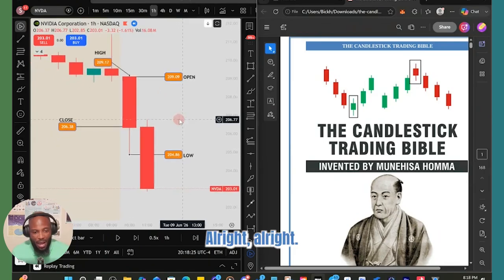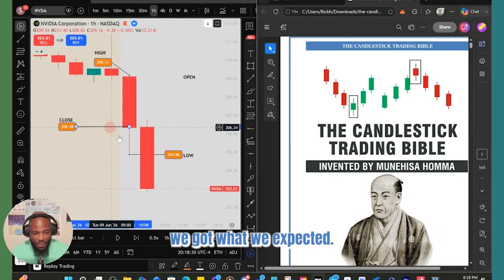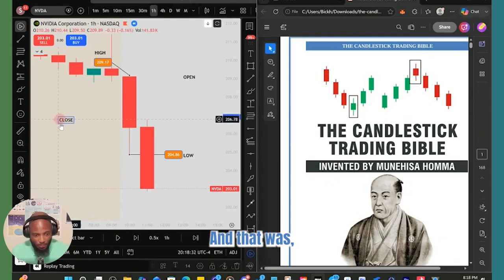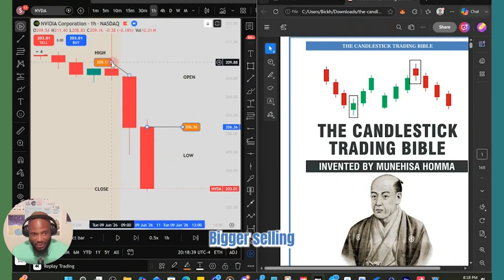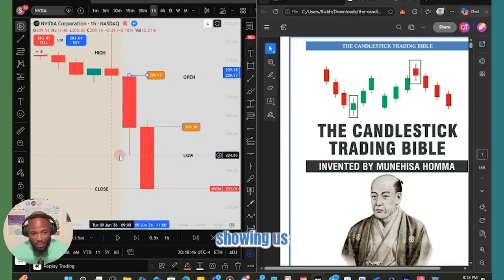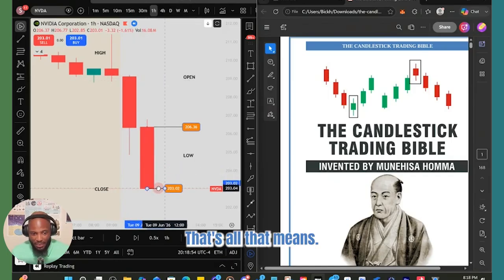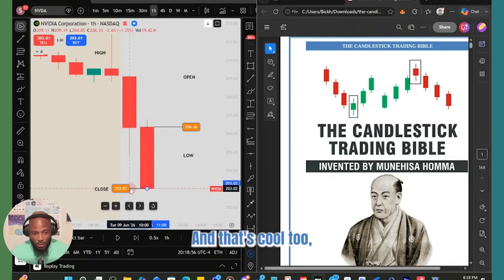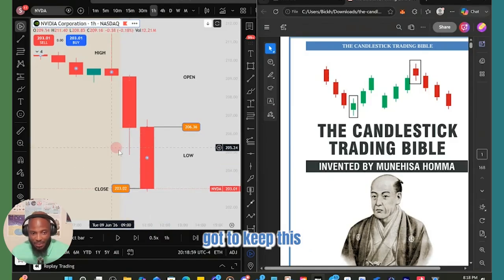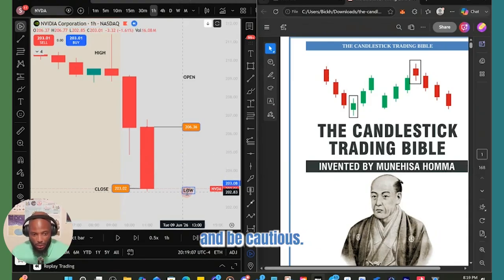Boom. All right, so the 11, 12 o'clock candle came, and sure enough, we got what we expected, and that was more selling, okay? Bigger selling than we expected, right? Because we saw this bottom wick right here showing us buyers was heavy in there, but they just couldn't hold it. That's all that means. They just couldn't hold it. And that's cool too, because we still got to keep this wick in mind. Anytime you see a big wick, you got to keep it in mind. That means tread lightly and be cautious.